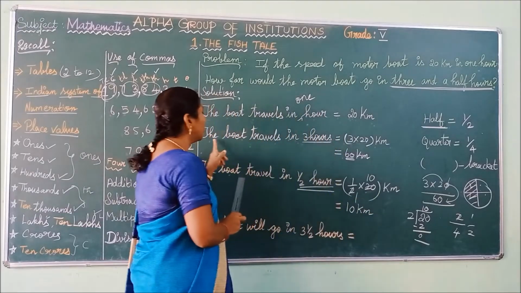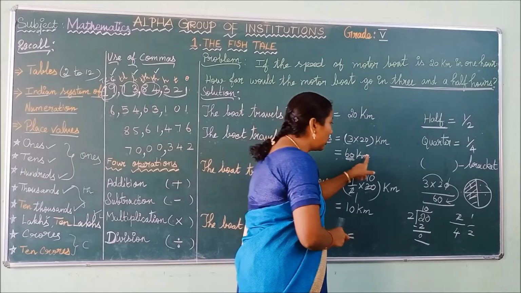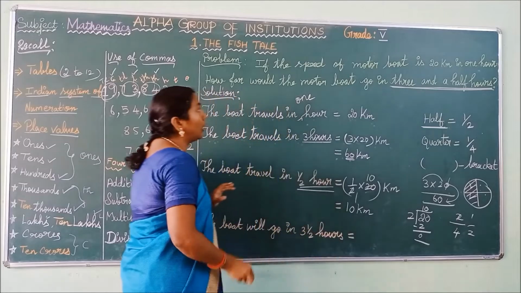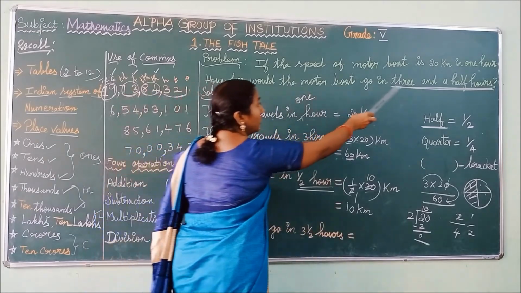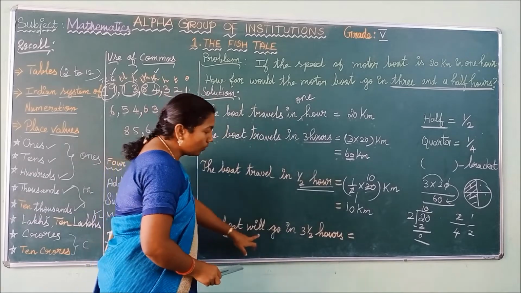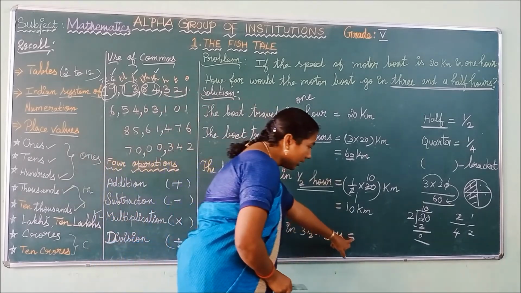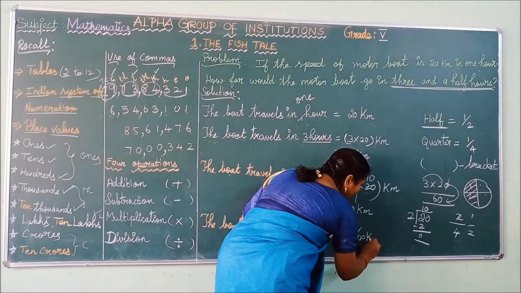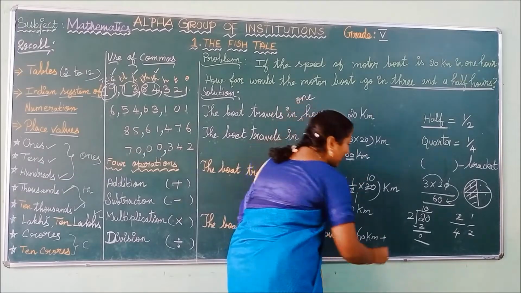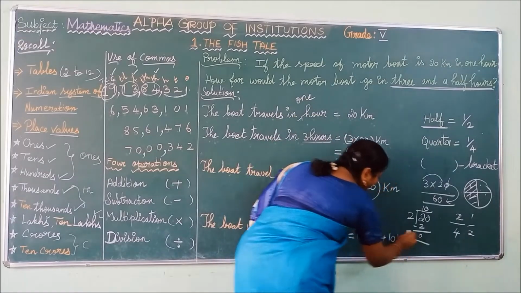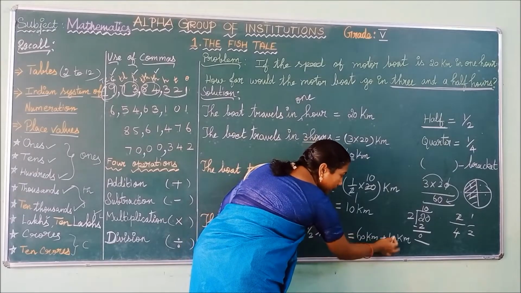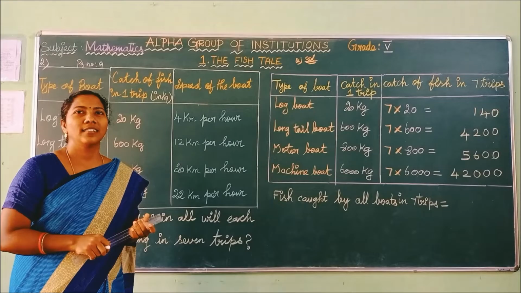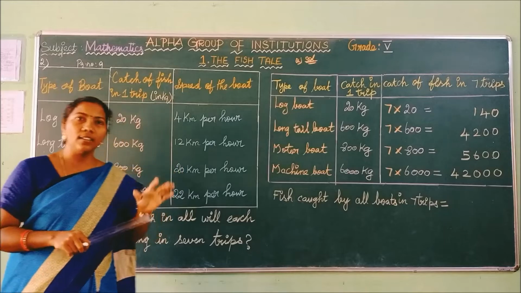Already we have calculated the boat traveling 3 hours equals 60 km. Now we have calculated the boat traveling half an hour equals 10 km. Now we are going to conclude our answer. The boat traveling 3.5 hours. So the boat will go in 3.5 hours equal to, already we know the boat traveling 3 hours equals 60 km. For half an hour we have calculated 10 km. So totally the boat traveling 3.5 hours equals 60 plus 10 is 70 km. Do you understand, children?